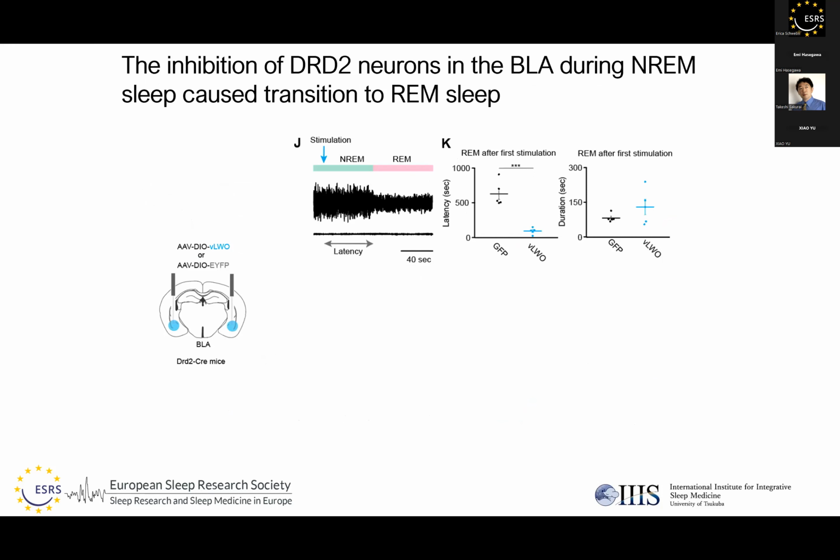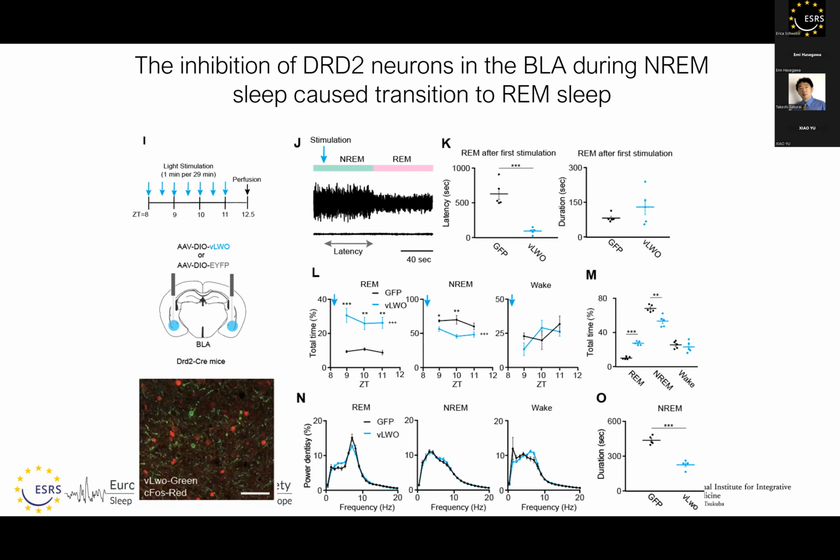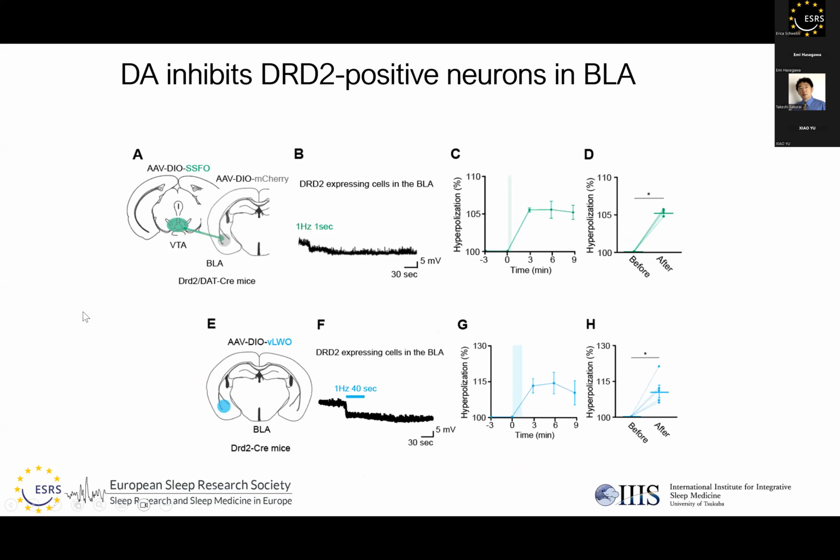So given that DA induced hyperpolarization in the DRD2 neurons in the BLA, presumably through activation of Gi proteins and the GIRK channel, we examined direct optogenetic inhibition of these cells by activating the Gi-mediated pathway. As I already said, we expressed VLWO in DRD2 cells in the BLA by injecting AAV DIO VLWO in the BLA of DRD2 Cre mice. And as I showed you previously, slice preparations show that shining a light causes hyperpolarization of these cells, similar to that observed when DA fibers are stimulated.